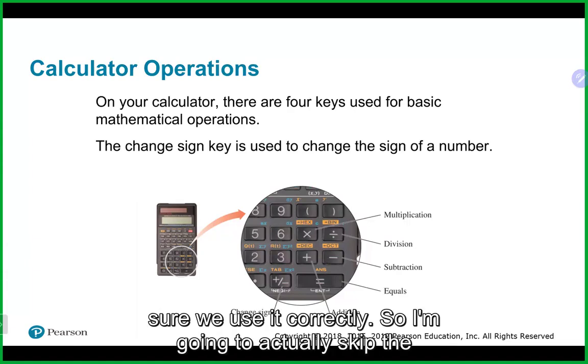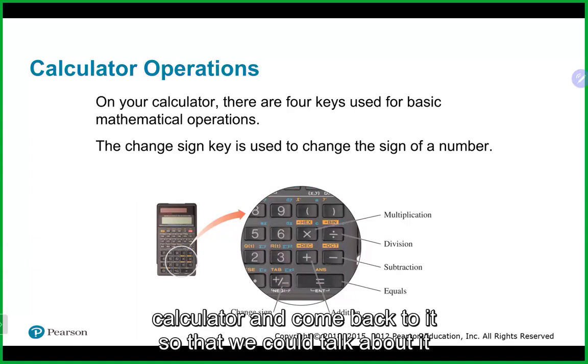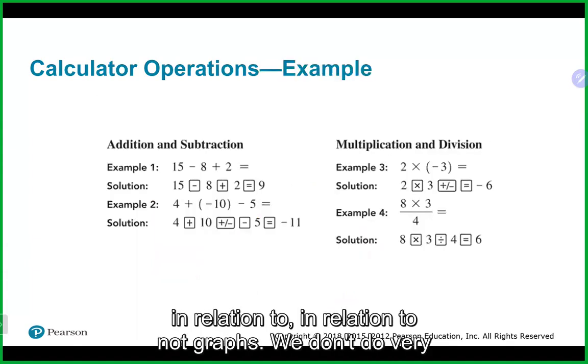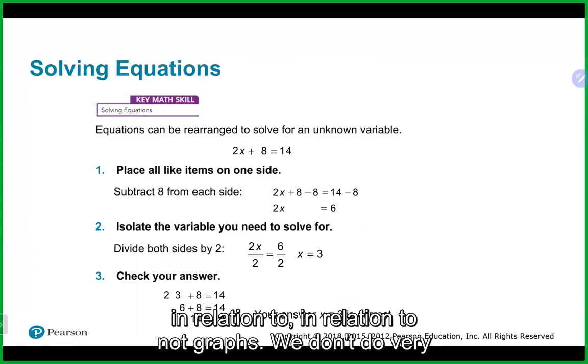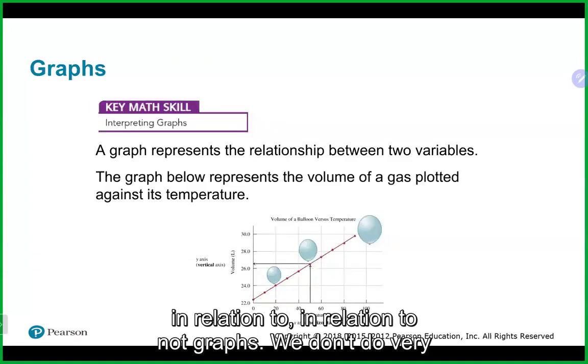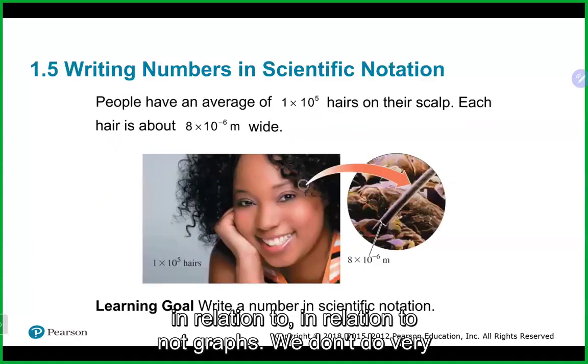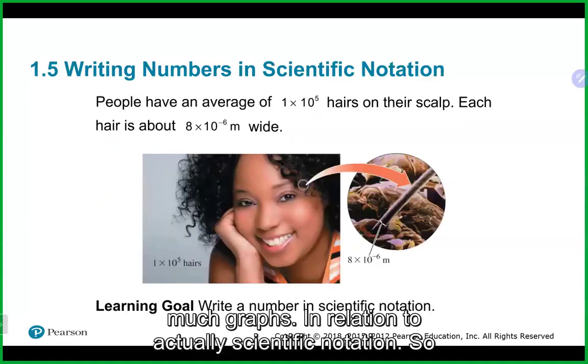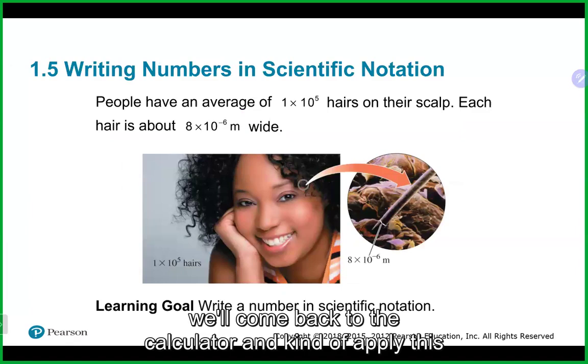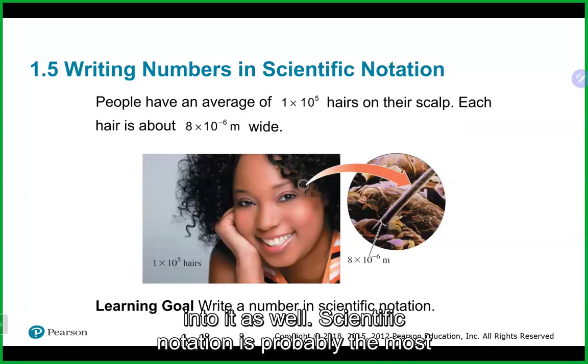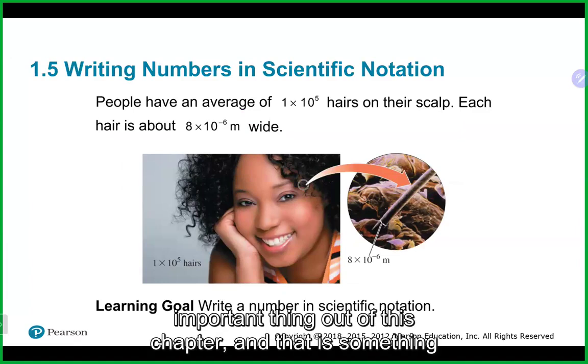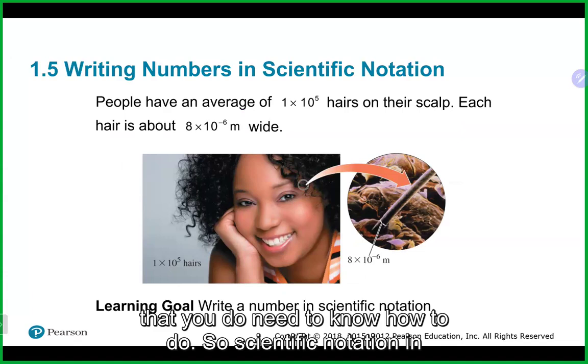So I'm going to actually skip the calculator and come back to it so that we can talk about it in relation to, not graphs, we don't do very much graphs, in relation to actually scientific notation. So we'll come back to the calculator and tie this into it as well. Scientific notation is probably the most important thing out of this chapter. And that is something that you do need to know how to do.